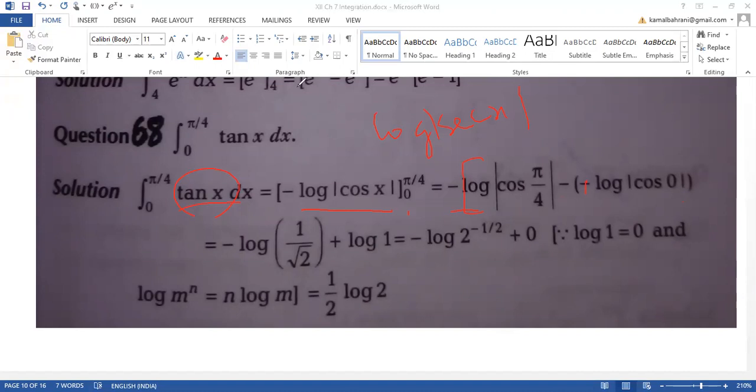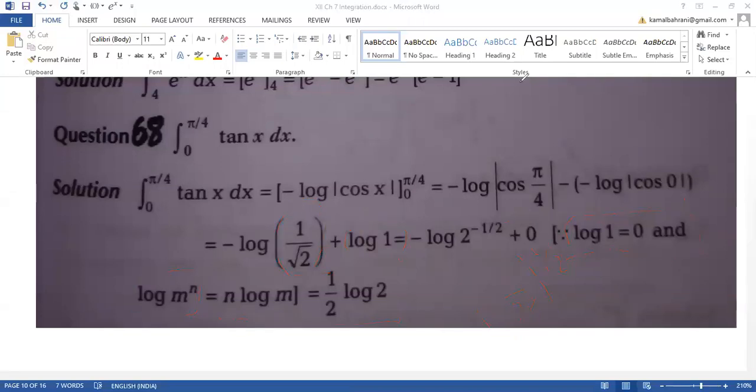It's your wish, you can do it in any way. Cos pi by 4 is what? 1 by root 2. So minus log of 1 by root 2 plus, cos 0 is 1, minus into minus plus log 1. Now the value of log 1 is always 0, so you can eliminate this. Clear? And you know that log m to the power of n is n log m. These properties you all know. So we can write this 1 by root 2 as 1 by 2 to the power of half. So they have written half log 2. Clear?